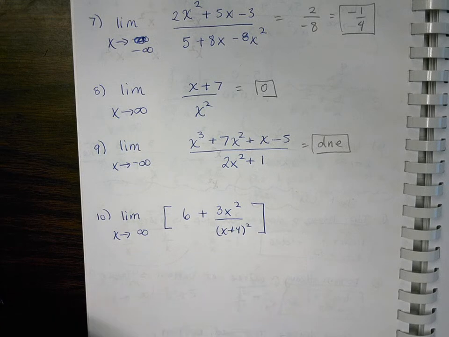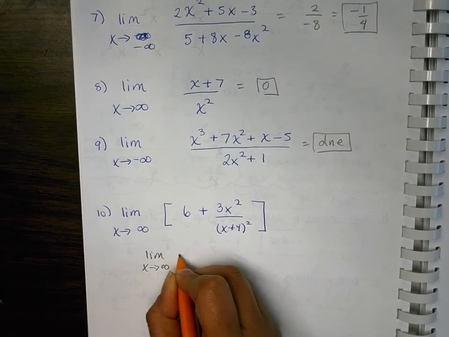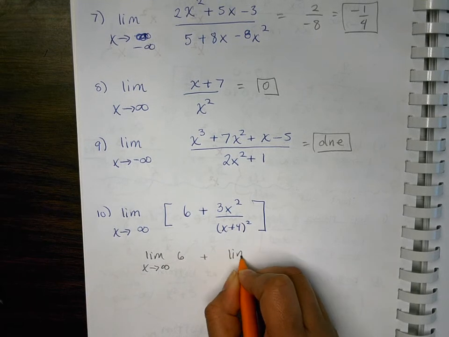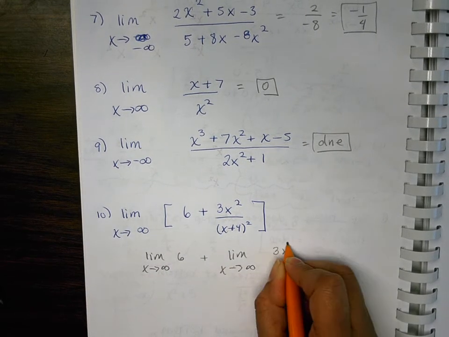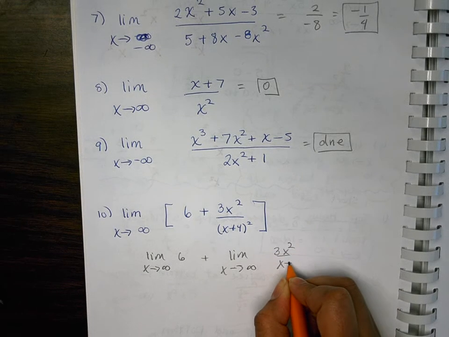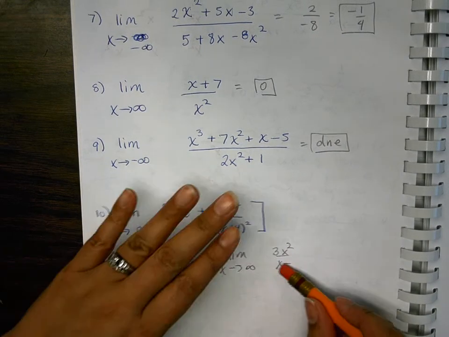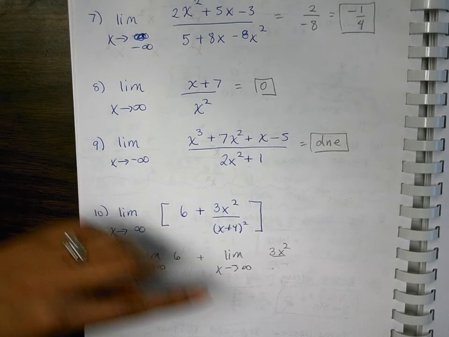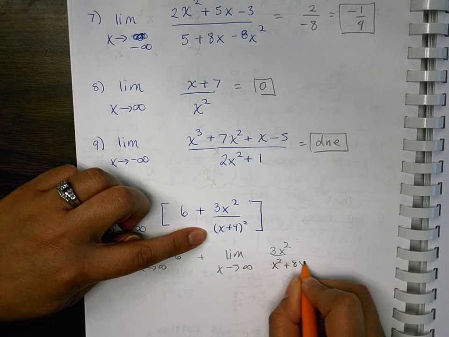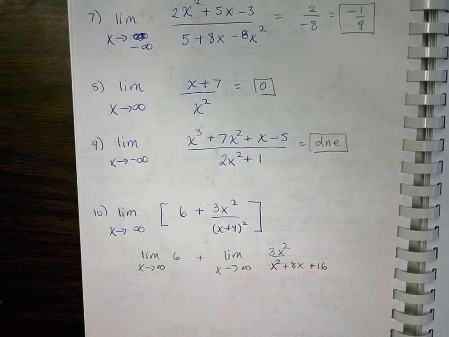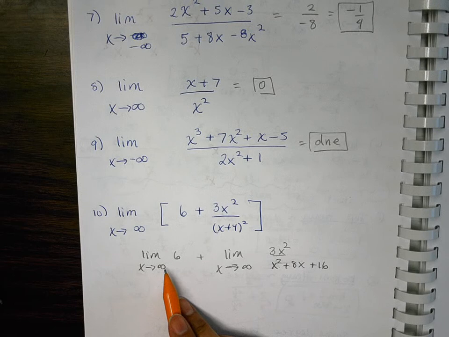Are you guys okay if we do it piece by piece? Yes? All right, so the limit as x approaches infinity of 6 plus the limit as x approaches infinity of 3x squared over x. I'm gonna FOIL that one out just so we can see our coefficients. Can you guys FOIL that out in your head? X squared plus what? Plus 8x plus. All right. First one.